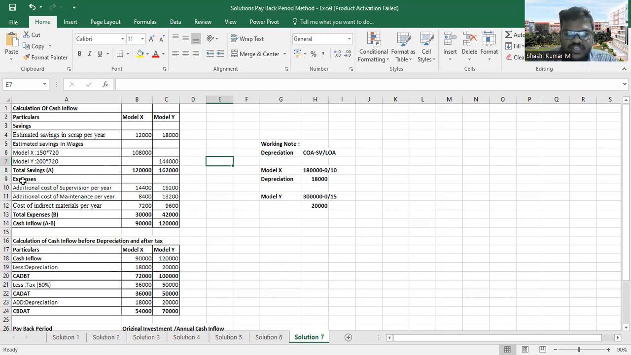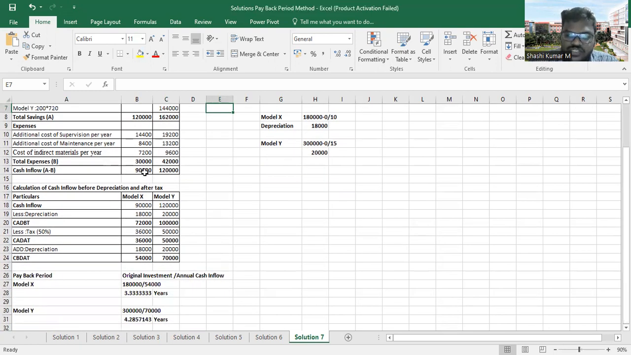Next we have to see the expenses: the cost of supervision, the direct cost and the indirect material cost we are incurring. This is the total of expenses. To find the cash inflow, it is income minus expenses. On that basis, the cash inflow is 90,000 and 1,20,000. But this is an inflow before depreciation and before tax, so we have to find the cash inflow before depreciation but after tax.